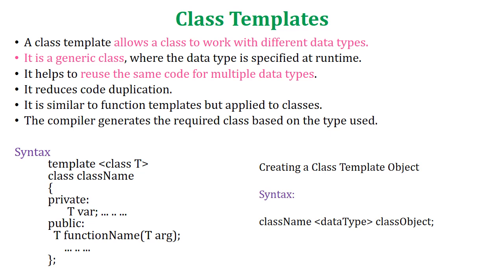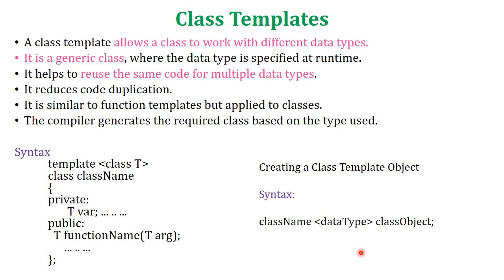The next concept, class template. The class template allows a class to work with different data types. It is a generic class. It helps to reuse the same code for multiple data types. It reduces code duplication. It is similar to function template but applied to classes.